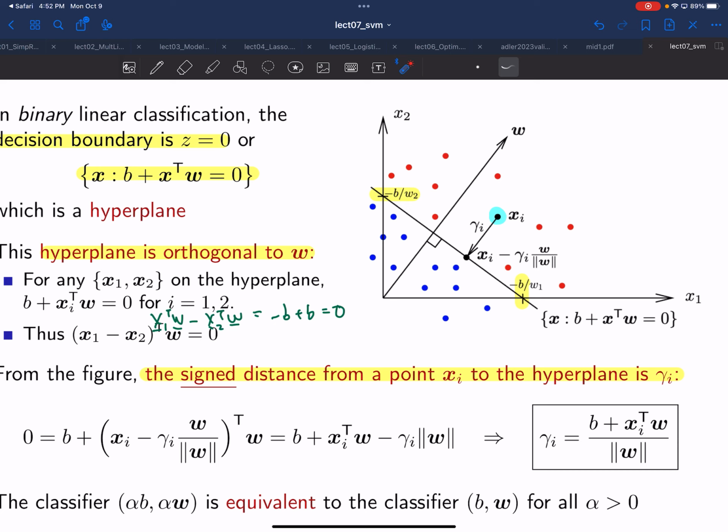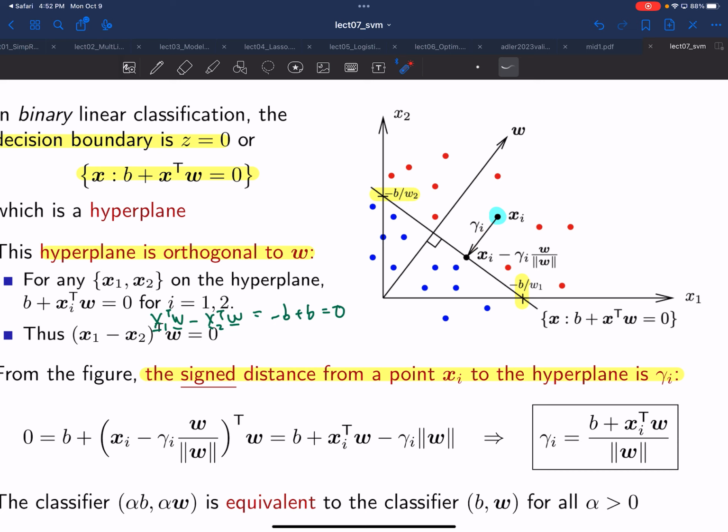So what we can do is multiply this out, get b, and we get plus xi transpose w. And then the last term, you can see that we get w transpose w. What's another way of expressing that? The 2-norm squared, right? Now I'm dividing by the norm, so that cancels the square. So I just get minus gamma i norm of w. And finally, since that equals 0, I can solve for gamma i, and we get this.